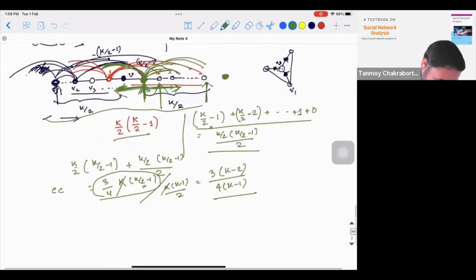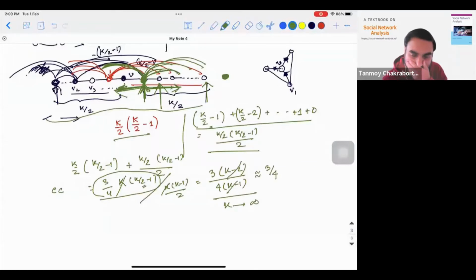Okay. So as you understand here, as k tends to infinity, these and these will cancel out, because k minus 1 and k minus 2 will be almost the same if you increase k. So this would be approximately equal to 3 by 4, right? So what is it saying? It is saying that for a large lattice, the local clustering coefficient is always high. Okay, it is always 3 by 4, and 3 by 4 is pretty high.